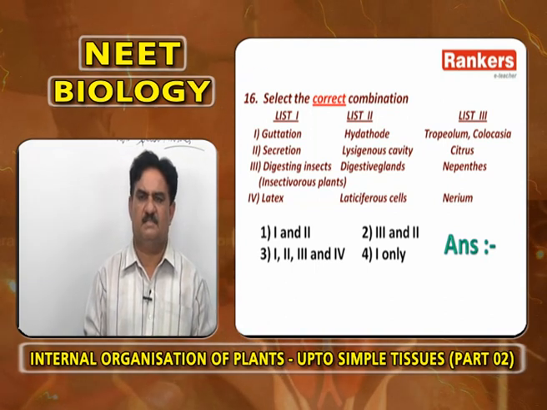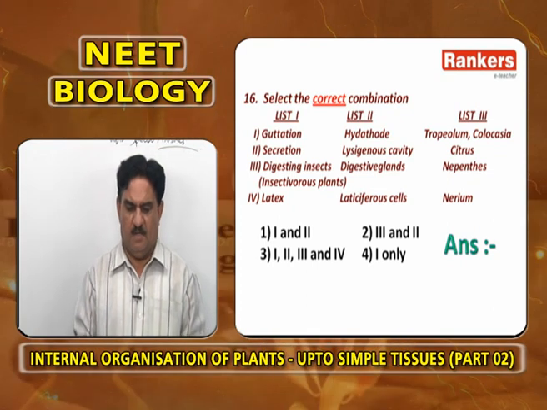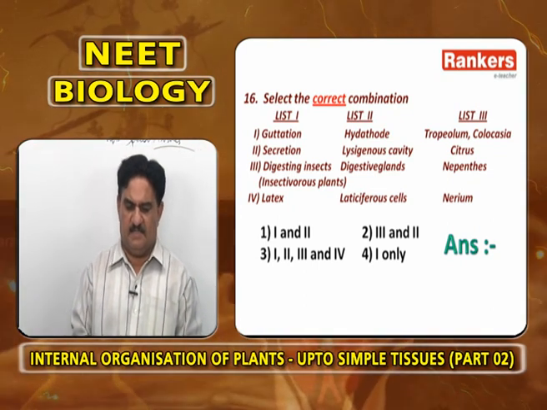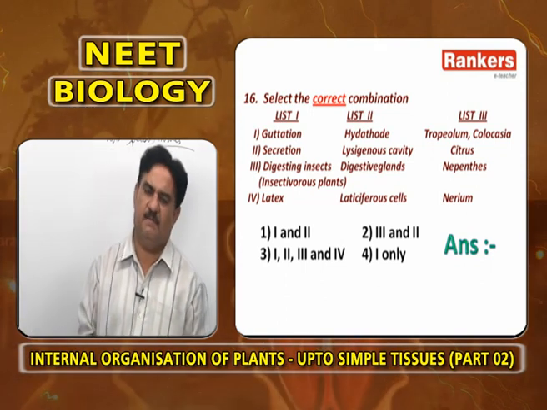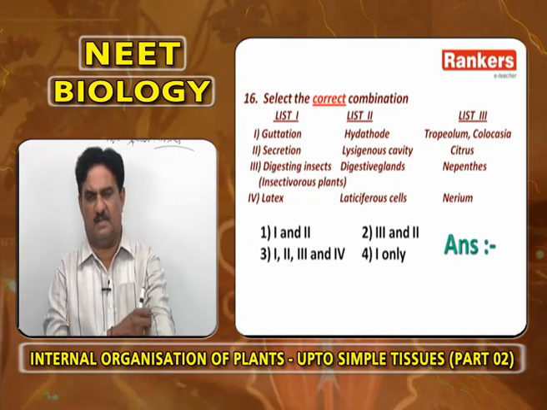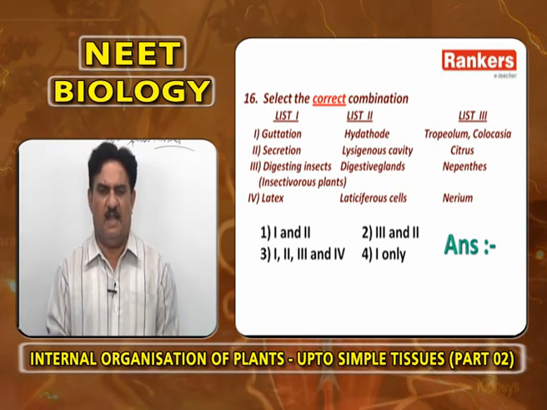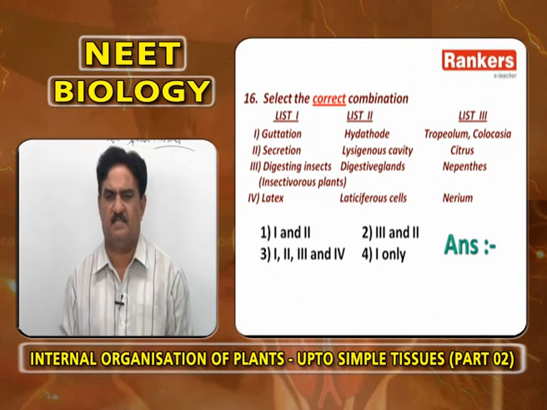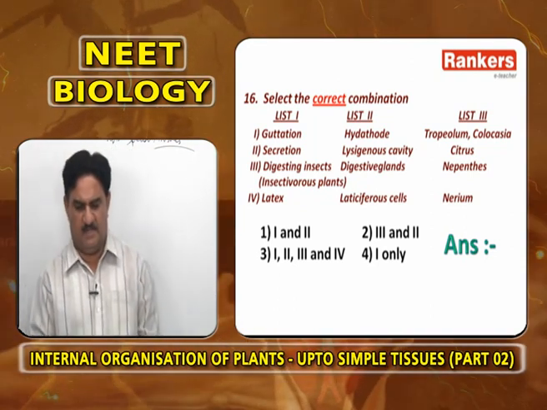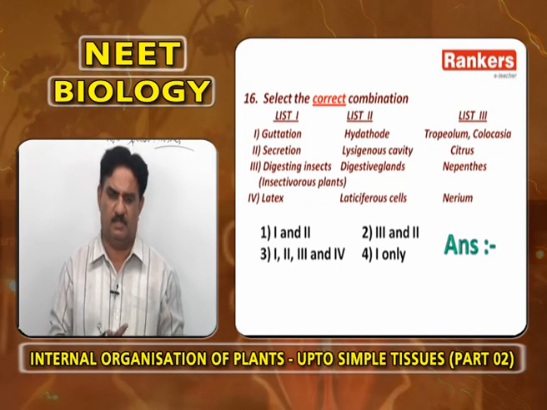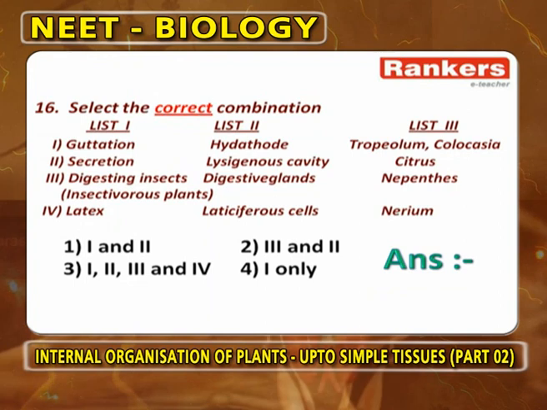Citrus shows lysigenous cavities on its pericarp or epicarp. Digesting the insects in insectivorous plants is because of the presence of digestive glands in Nepenthes. In Nepenthes, digestive glands are present all along the inner margins of the pitcher. Latex is secreted from laticiferous cells, independent cells not forming a network-like structure, Nerium. So, answer is 1, 2, 3, 4. So 3. 3 is the answer for this.